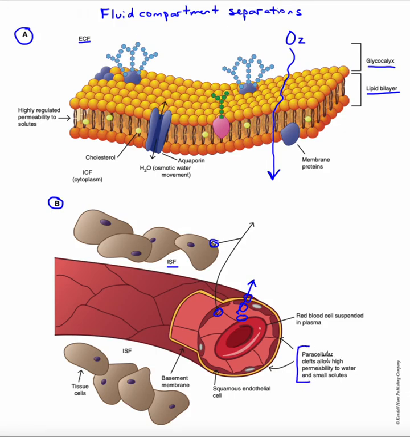There are little gaps between the epithelial cells that are much bigger and allow our solutes to pass back and forth readily. Now, small solutes, ions, nutrients, waste. Large solutes like proteins are not readily permeable across most capillary walls.